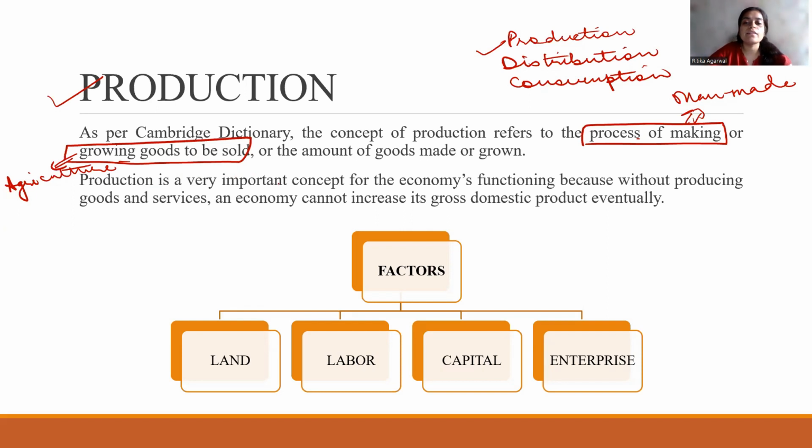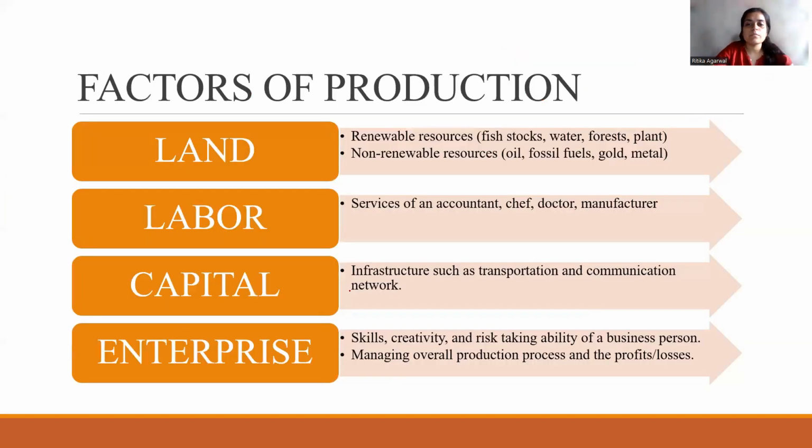Now for making or growing goods and services, we need four factors that will drive production. What are these four factors? First is land, labor, capital, and enterprise. These are the determining or driving forces of production. That is, without land, labor, capital, and enterprise, none can produce any kind of goods and services. So these factors are major drivers of production. We'll see them one by one.